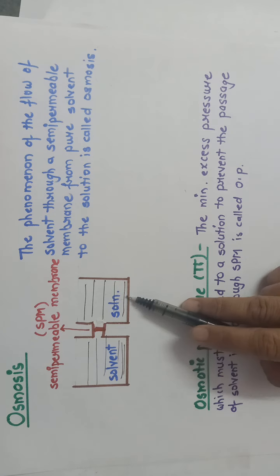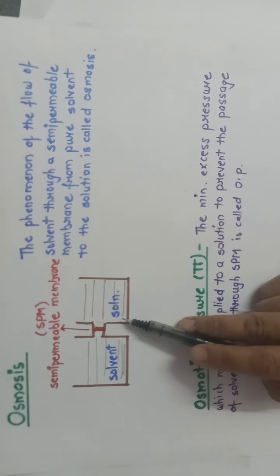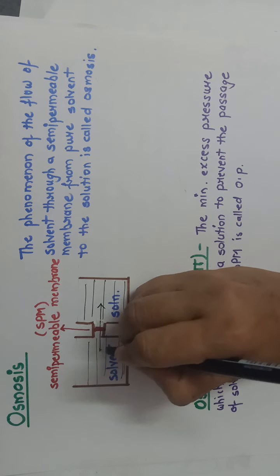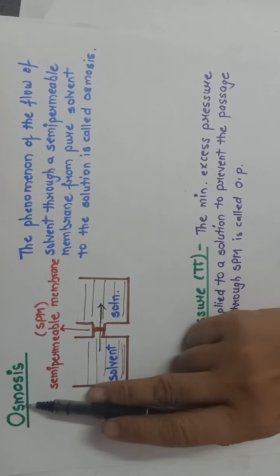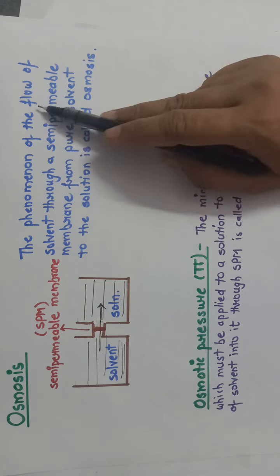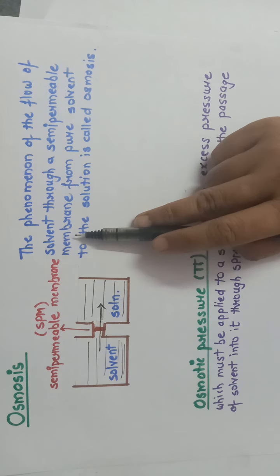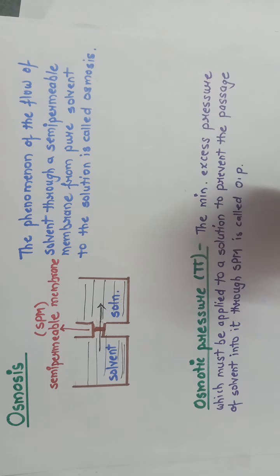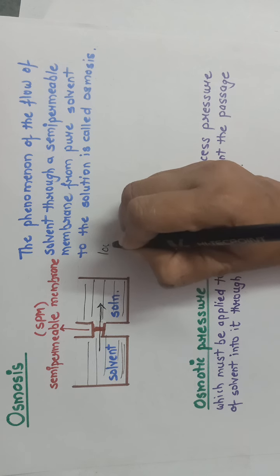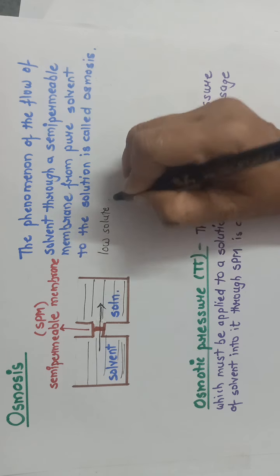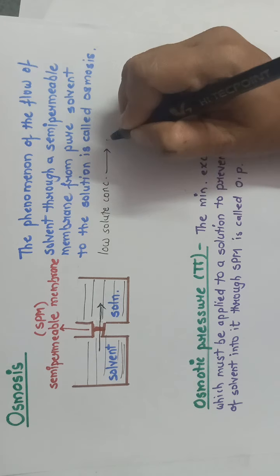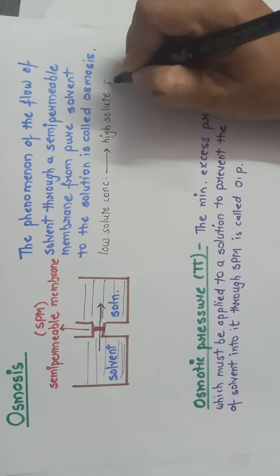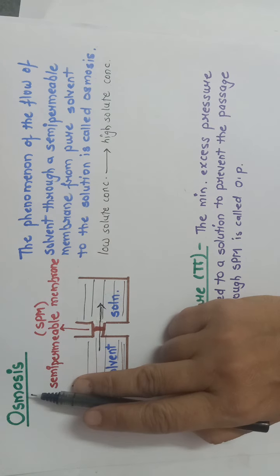Now when I fill the solvent and solution in two different containers, there is a movement of the solvent molecules towards the solution side, and that is what we call osmosis. The phenomenon of the flow of solvent molecules through a semi-permeable membrane from pure solvent to the solution is called osmosis. I can also say it is the movement from low solute concentration towards high solute concentration, and that phenomenon is called osmosis.